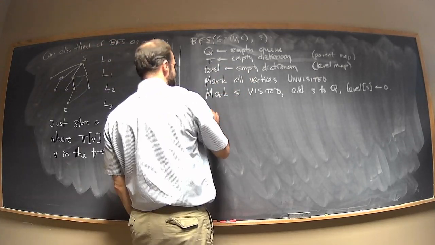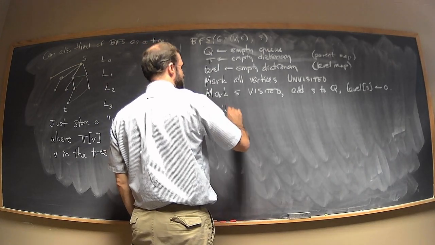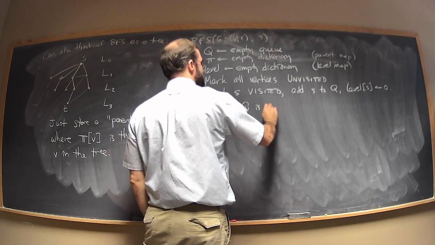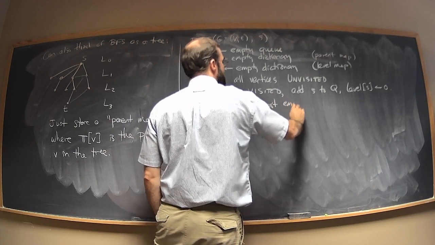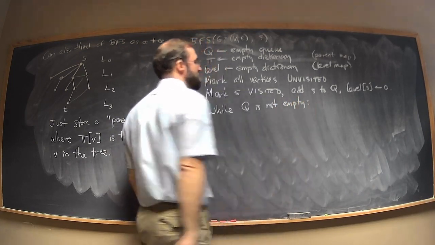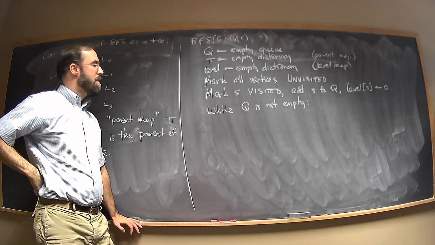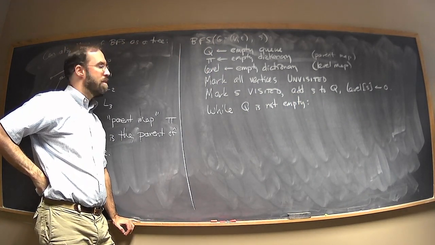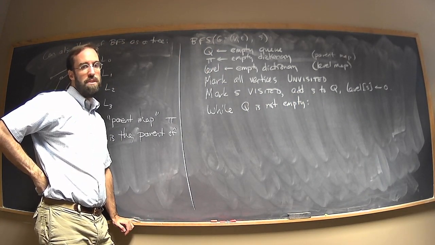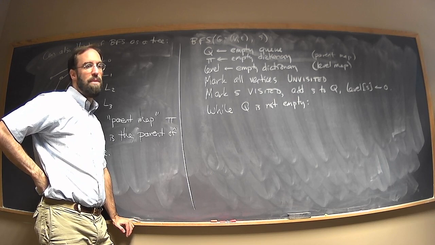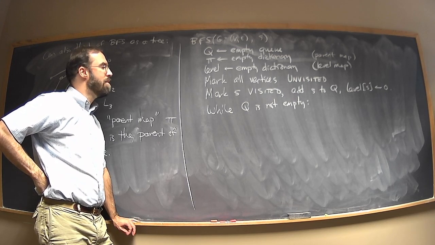So then we're going to say while the queue is not empty. This is how we know when we're done. When the queue becomes empty, it means there are no vertices left to visit, we've looked at everything that we can, and then we can stop.